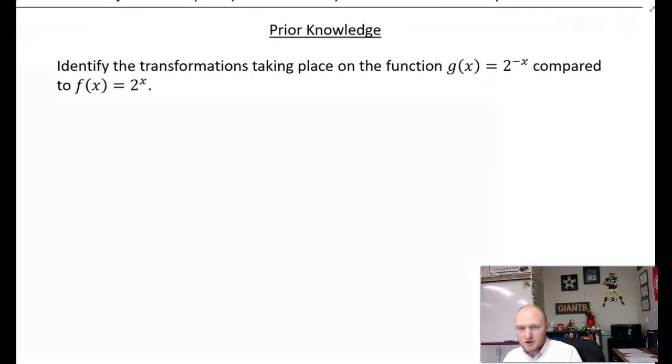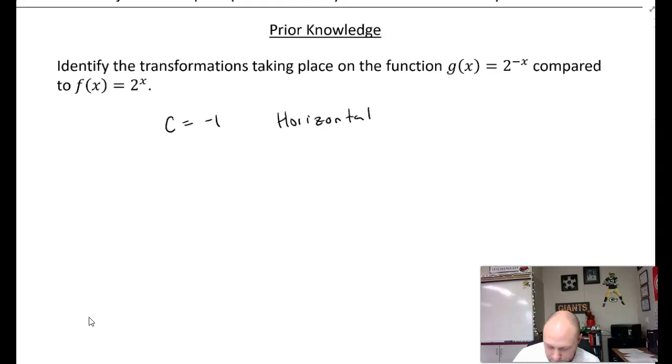Here we have two functions, g of x and f of x, and it says compare the transformations taking place on the function g of x equals 2 to the power of negative x compared to f of x equals 2 to the power of x. Well, for g of x, it has a c value that is equal to -1. C is equal to -1, and what ends up happening is we have a horizontal reflection.